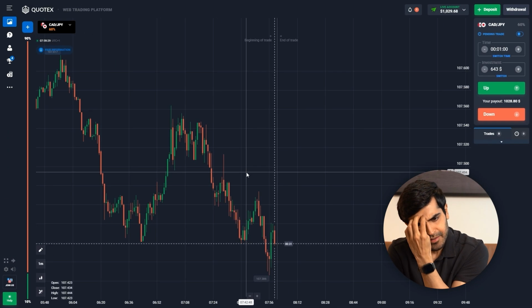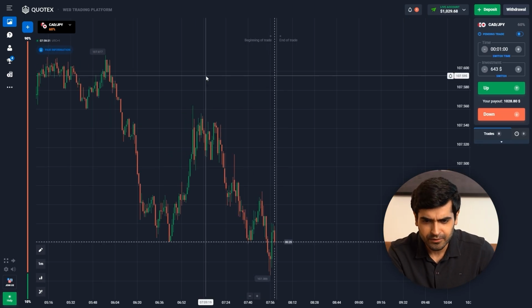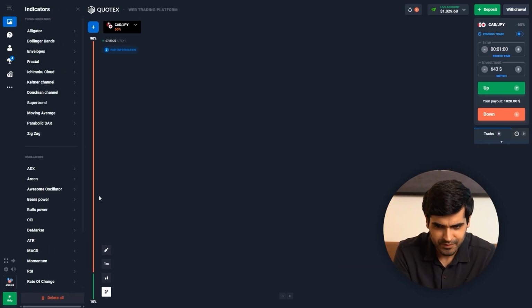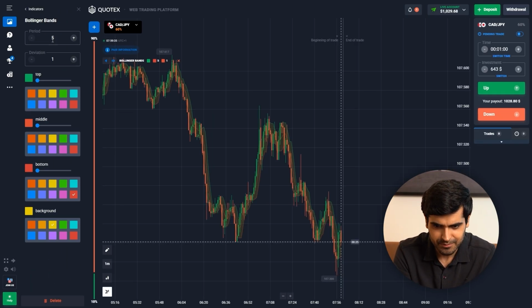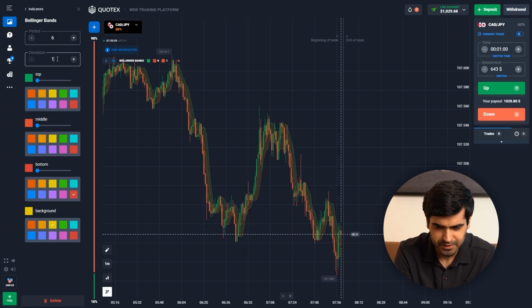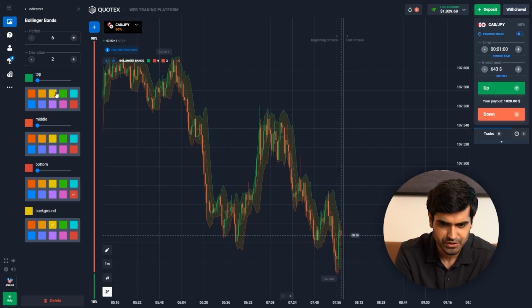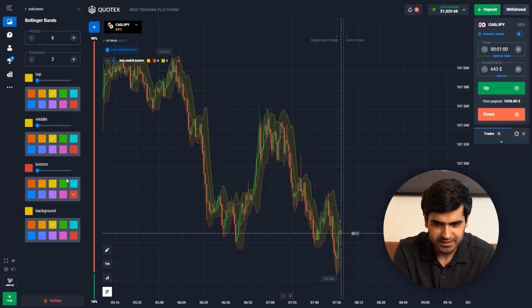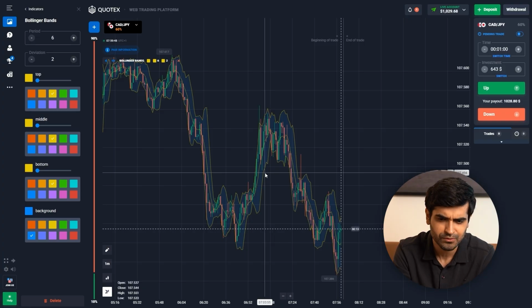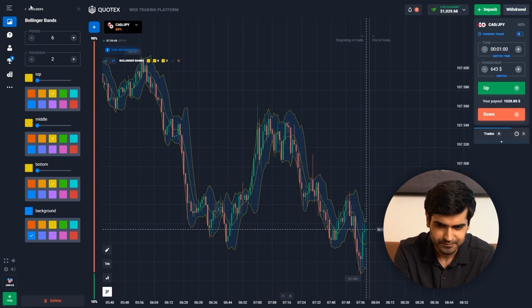parameters. Okay, we are looking at the blank chart where I'll now add all the necessary elements. For Bollinger Bands, set period to 6, deviation to 2. Everything is ready, my friend. You may adjust colors and line thickness according to your preferences, though it isn't mandatory.